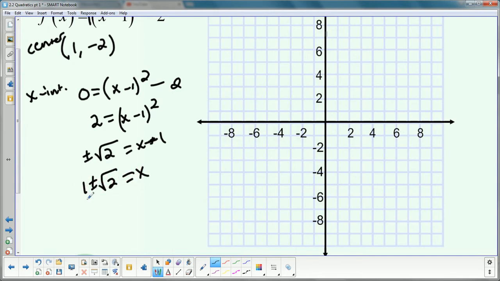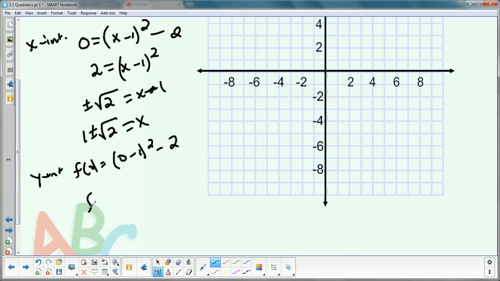So that's going to give us our x-intercepts. Okay, and we may need to plug in a calculator in order to get that. And then the last piece is going to be our y-intercept, which means we are taking 0 and plugging it in for x. So we're going to have 0 minus 1 squared minus 2. If we simplify that, negative 1 squared is going to be a positive 1, minus 2 is going to give us a negative 1. So we have a y-intercept at 0, negative 1.